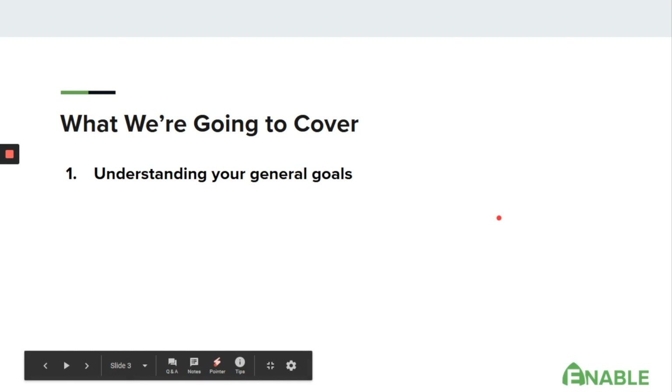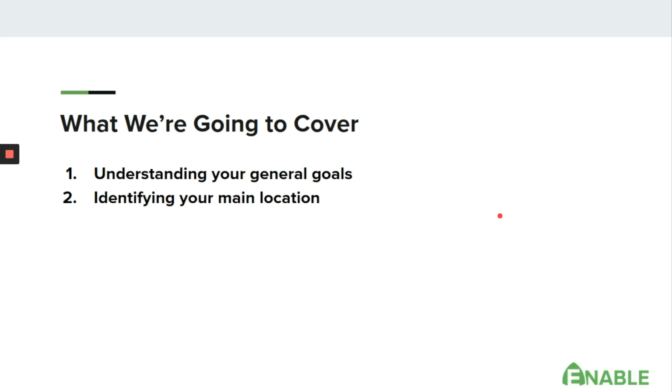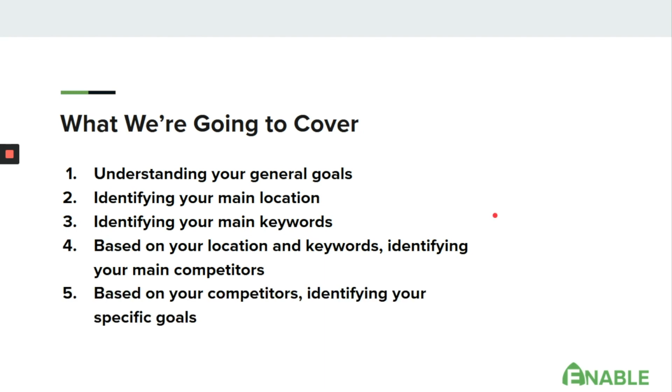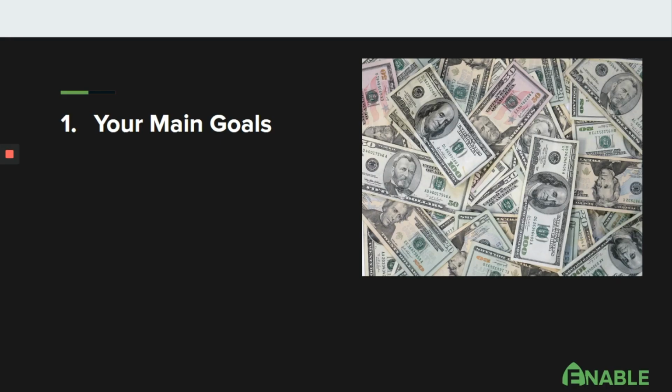Firstly, understanding the general goals. Secondly, identifying your main location. Thirdly, identifying your main keywords. Fourthly, based on your location and keywords, identifying your main competitors. And then finally, based on your competitors, identifying your specific goals for your Google My Business listing.